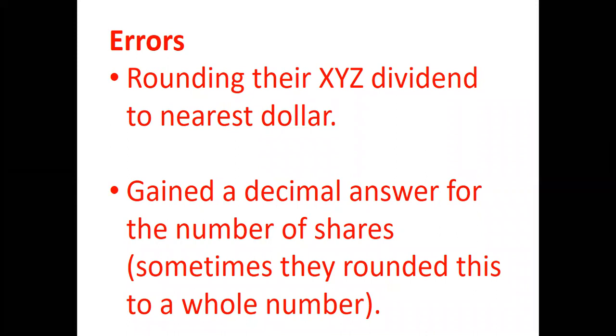The other thing that was happening was that because of their calculations, some people ended up with a decimal number for the number of shares. And when they came up with a decimal number for their shares, they just rounded off to a whole number. And this comes back to them not actually going back to the question and looking, what is this answer giving us? Which should have been a trigger for them to see that maybe they'd made a mistake.